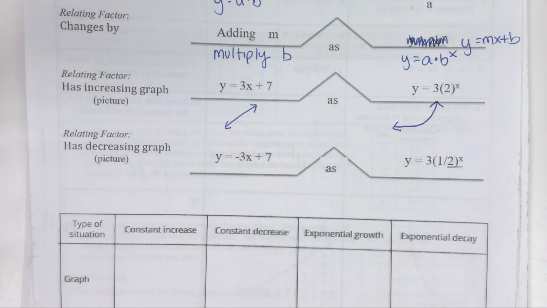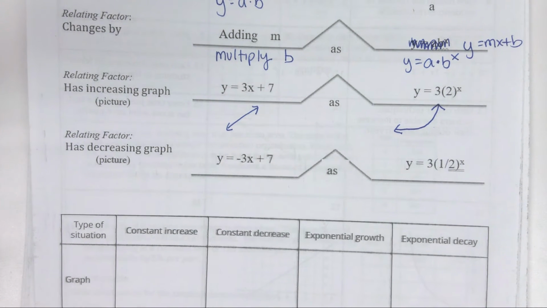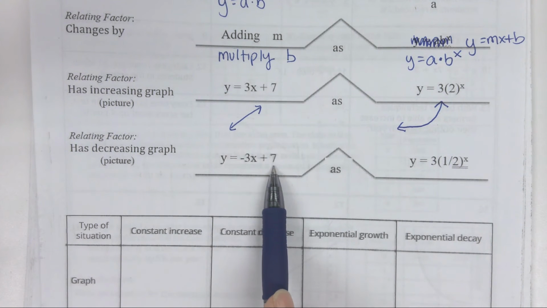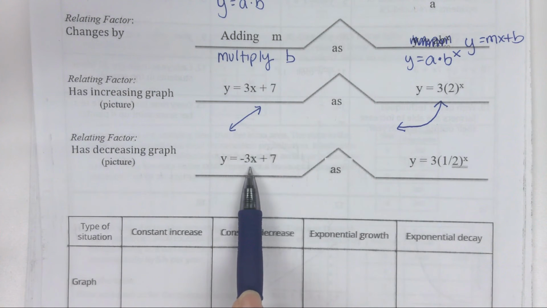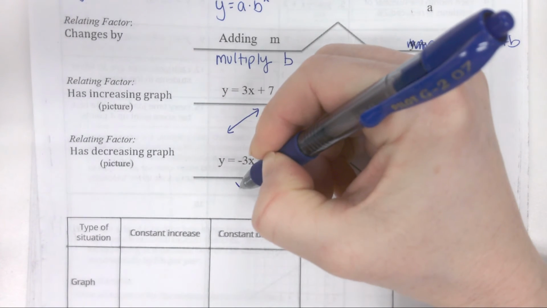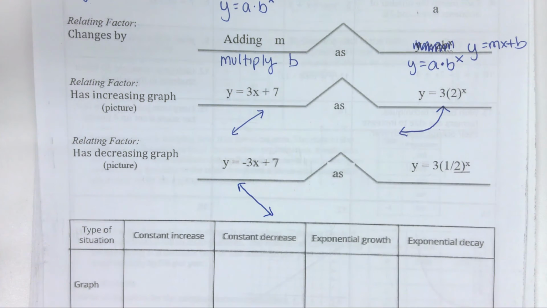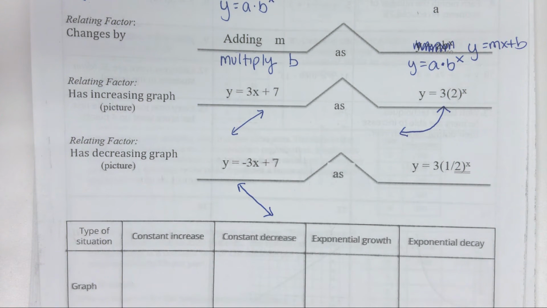Now we're moving on to a decreasing graph. How can you tell y equals negative 3x plus 7 is decreasing? Negative slope. Okay, so we start at our 7, our y-intercept, and this negative slope means we go down 3 over 1. That's how we graph those. If it's constant or a line, we want to make sure it's straight and it's going down from left to right.